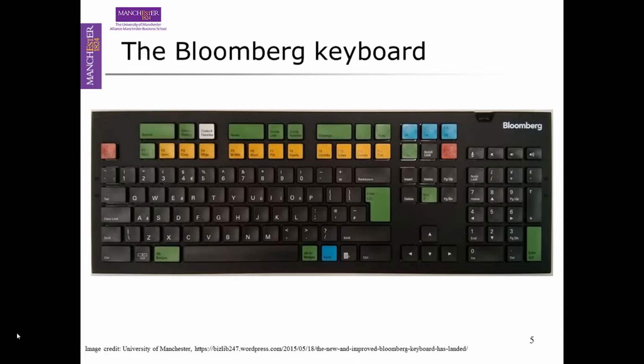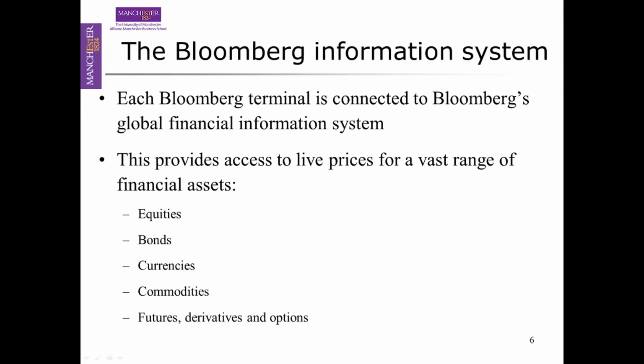Although a Bloomberg terminal can be operated using a conventional keyboard, it is most usual to see a Bloomberg keyboard such as this one attached to a Bloomberg terminal. It features an extra row of keys at the top which are used in trading environments. The yellow keys at the top are used a great deal in the operation of the terminal, as they specify the type of asset being used. Each Bloomberg terminal is connected to Bloomberg's global financial information system.